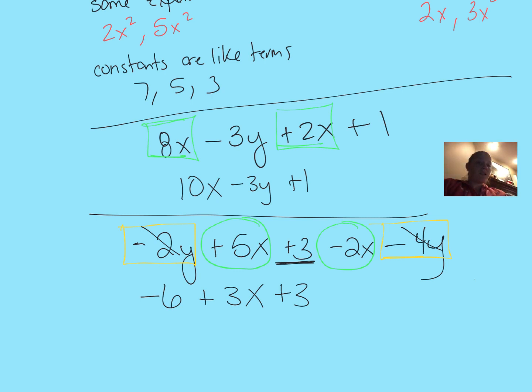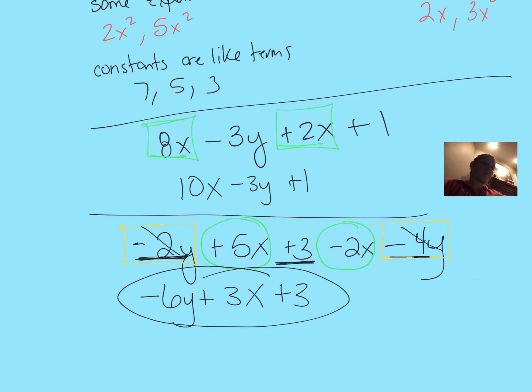Oops, and I forgot something here. Negative 2y, negative 4y, that should have been negative 6y. You've got to make sure we don't forget those variables like I did there. And then again, one has a y, an x, and a constant, so these are not like terms, so this would be my answer. There's nothing else I can do there.